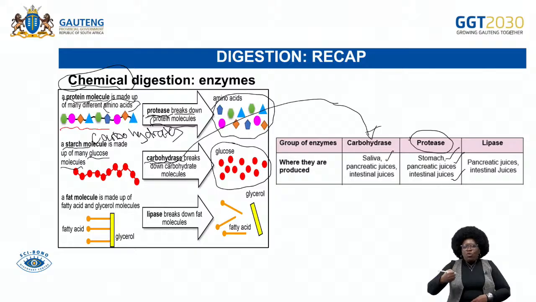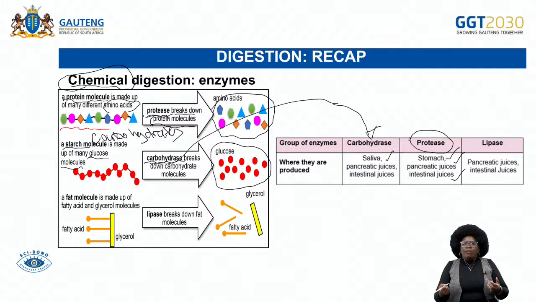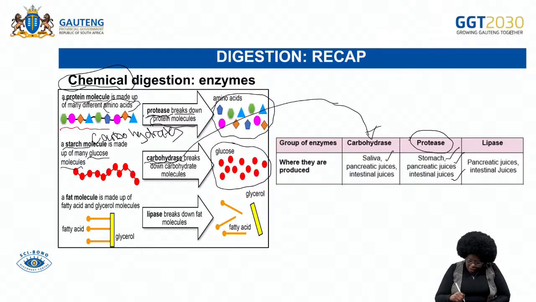So in the mouth we have chemical digestion, because saliva contains carbohydrase enzymes that will be chemically digesting or breaking down carbohydrates into a simpler form, which is glucose. So I said to you, it's saliva that contains the carbohydrase enzyme, but we also have pancreatic juices and intestinal juices.